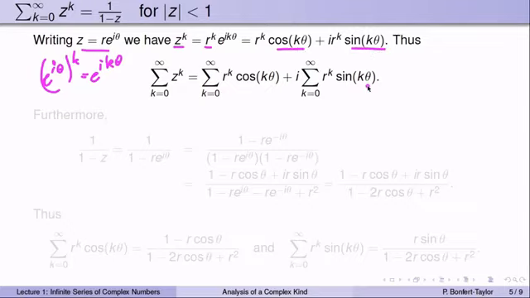So therefore, the sum of the z to the k's is the same as the sum of r to the k cosine of k theta, that's the real part of the series of the z to the k's, plus i times the sum of r to the k sine of k theta. So that's the imaginary part. So we just rewrote the left-hand side of this equation in terms of real and imaginary part. Now, let's rewrite the right-hand side of the same equation.